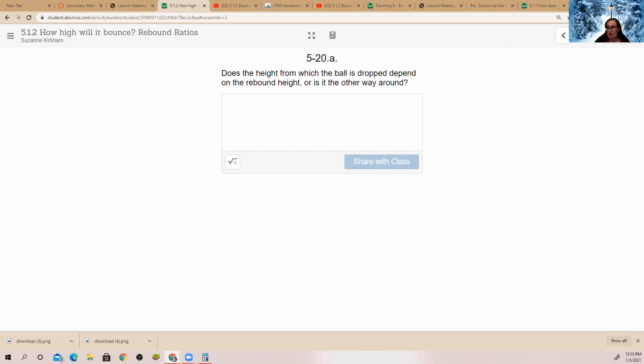Okay, so the height that the ball is dropped from will not depend on the rebound height. So what we can say is that the rebound height will depend on how high you drop the ball.